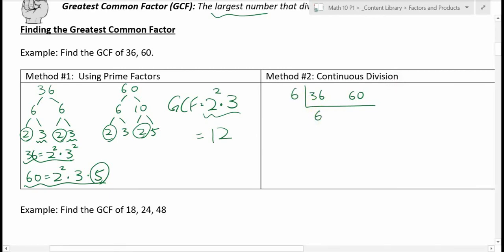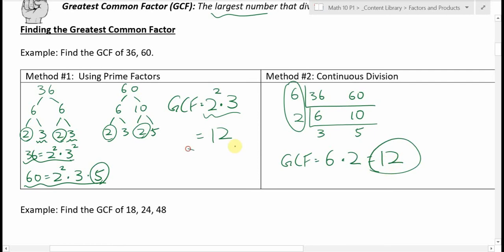6 times 6 is 36. 6 times 10 is 60. And then you continue. What goes into both 6 and 10? Well, 2 does go into 6 and 2 goes into 10 as well. So 2 goes into 6 3 times and 2 goes into 10 5 times. So we end up with 3 and 5, which we cannot find another common factor between. So the GCF is going to be 6 times 2, which is 12.